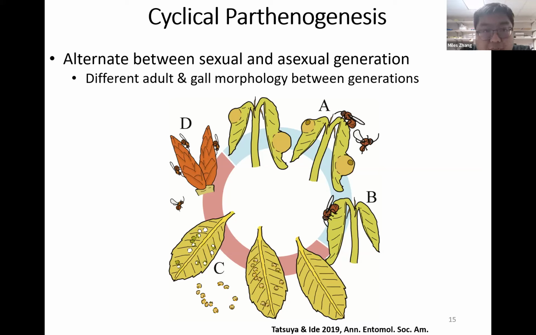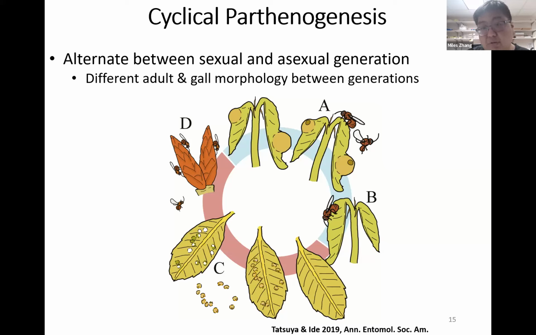So as you can imagine, if the adult and the gall morphology look different between generations, taxonomy-wise it's a bit of a nightmare, because you have no idea which one links with which unless you have detailed rearing records, at least back in the day. Now we have DNA, which helps a little bit. But for a lot of the 700 species that we have in North America, we only know them from one generation. It could be that we just haven't discovered the other generations.